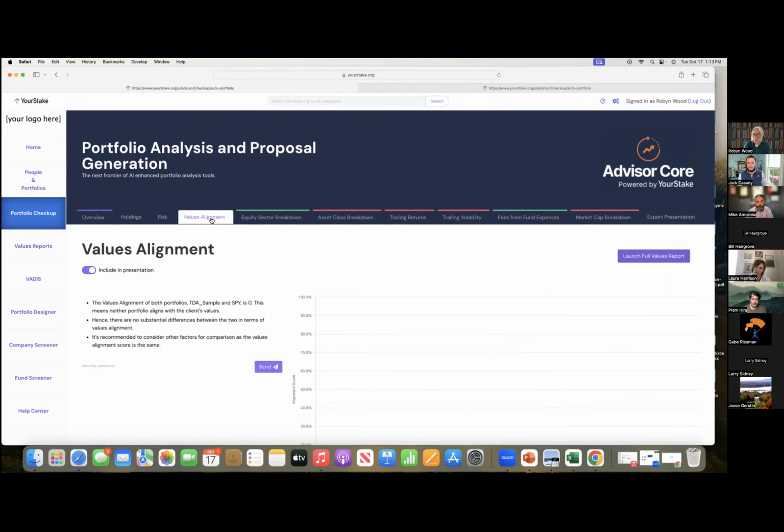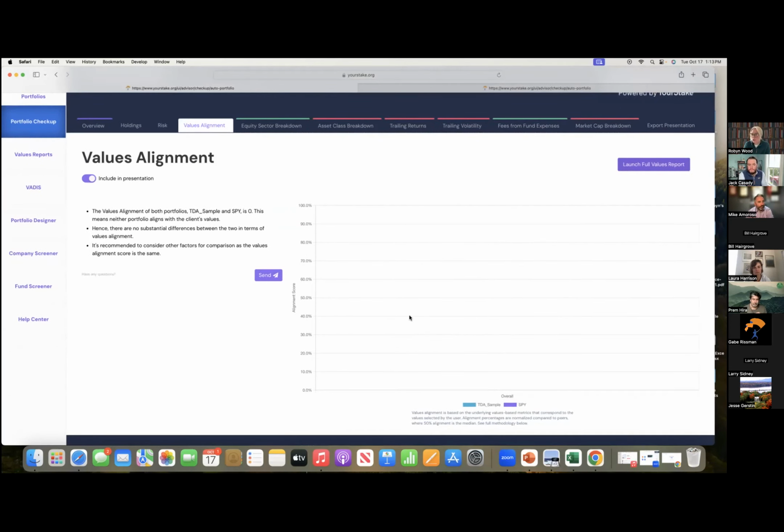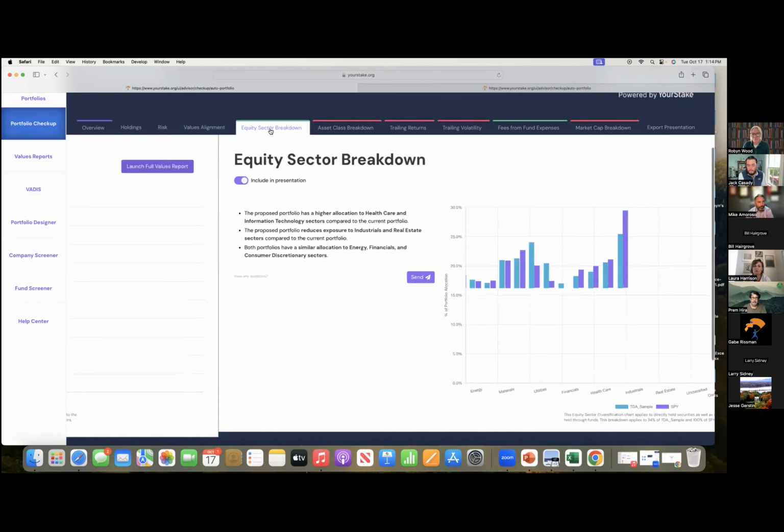And values alignment, had I chosen a value to align with, whether that's Planet Protector, Women Empowerer, one of the Sustainable Development Goals, or simply a custom value set that I have created, maybe it's a firm level value or it's specific to the client, you could certainly load that in and see what this looks like, as well as launch into our deeper report analysis of that values alignment.